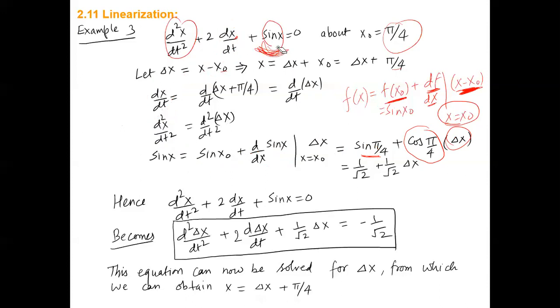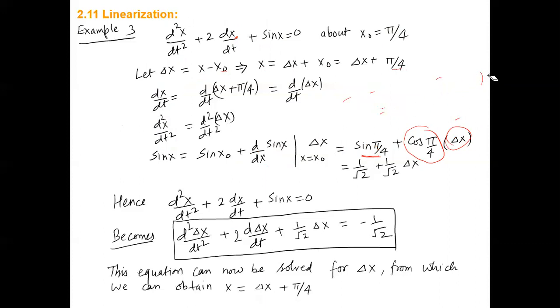Makes sense so far? Then plug in the value of sine pi over 4. What is the value of sine pi over 4? 1 over square root of 2. Then what is the value of cosine pi over 4? Again, 1 over square root of 2. Then you have delta x here, as is.